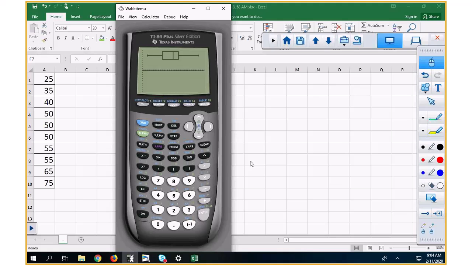Now, if you need to find your numbers, what do you hit? Trace, Hubert. That's right, class. And there's your 5-number summary. You feel good about yourself?